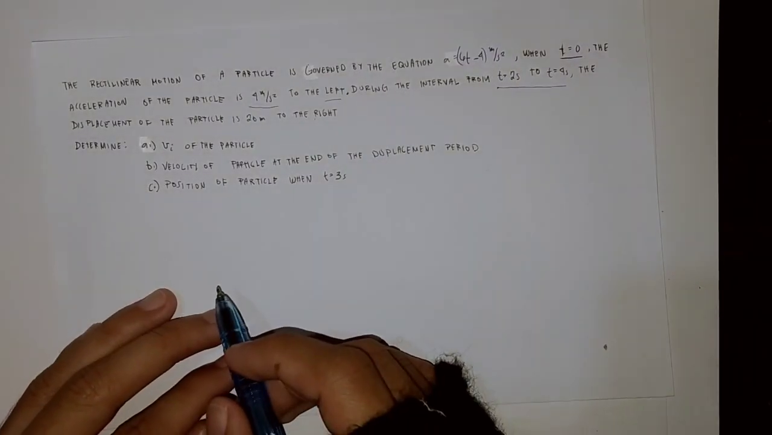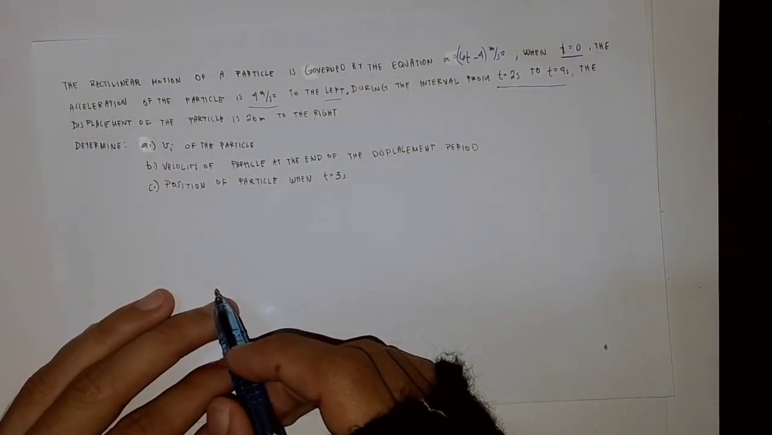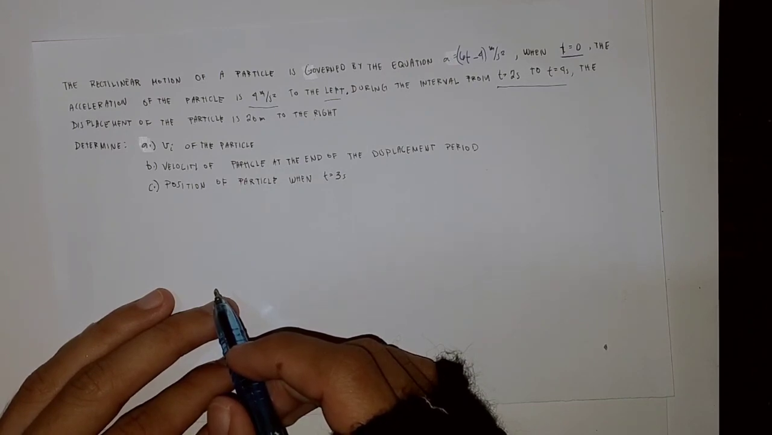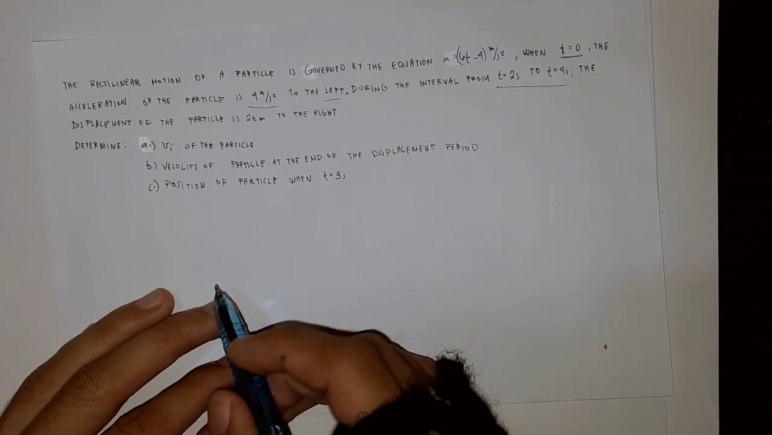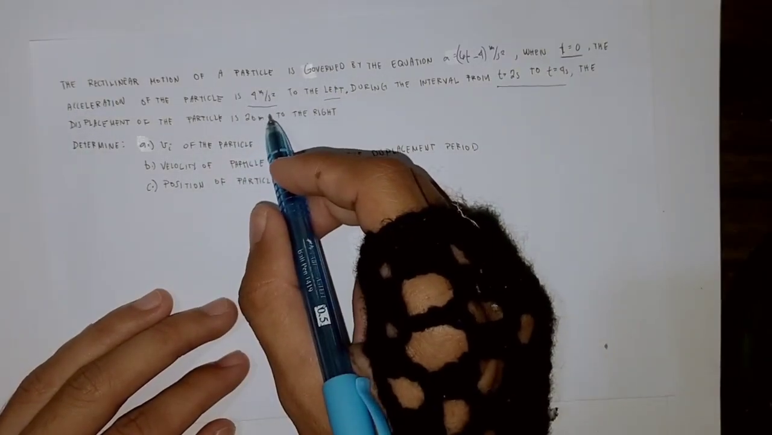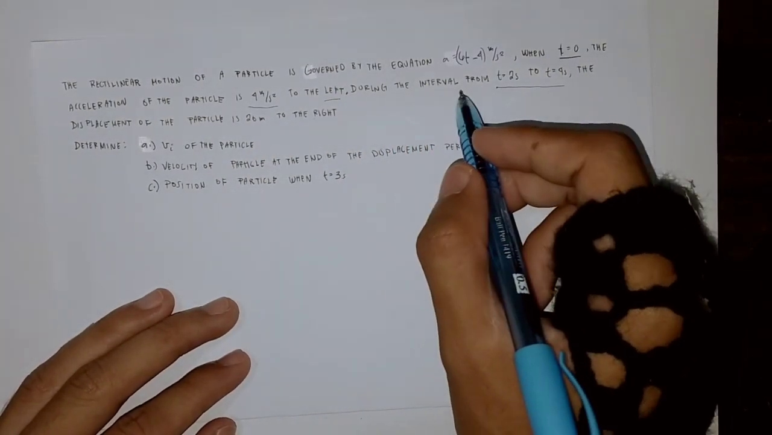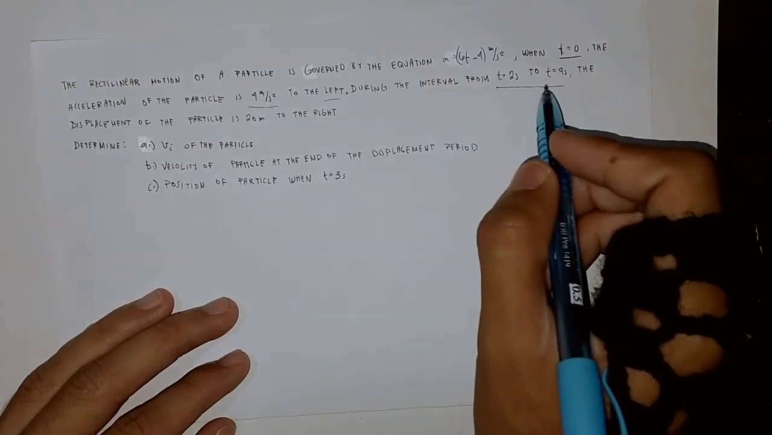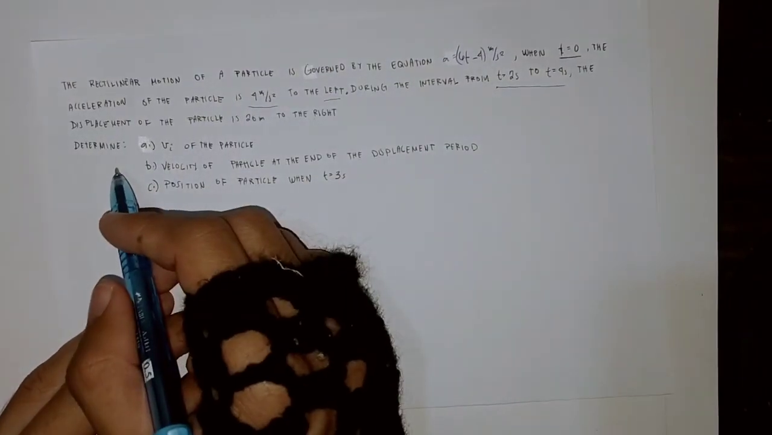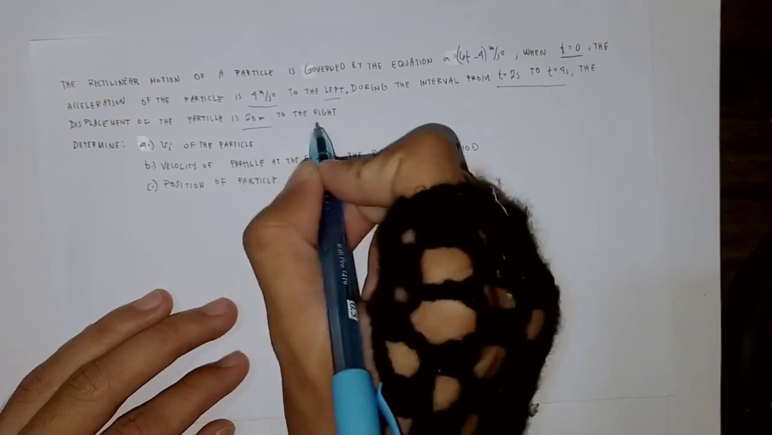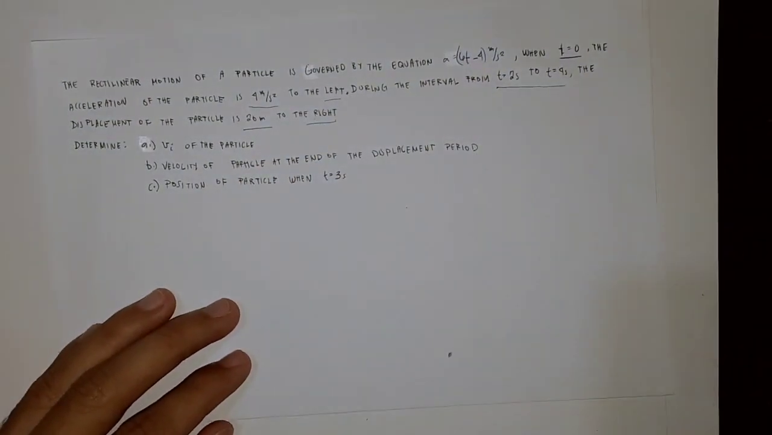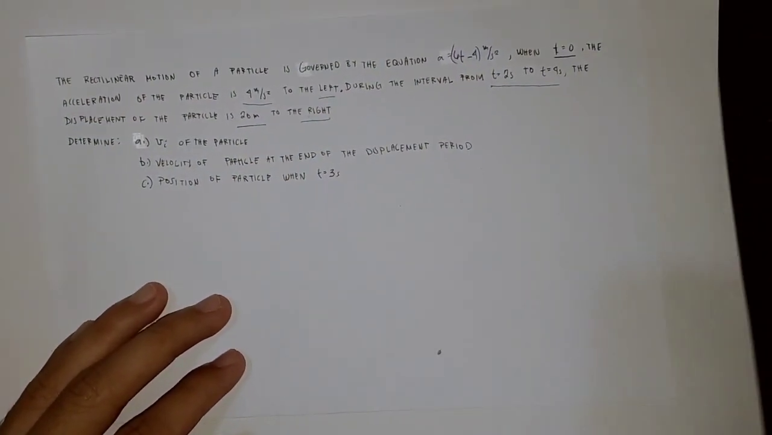The problem states that the rectilinear motion of a particle is governed by the equation a = 6t - 4 meters per second squared, when t = 0. The acceleration of the particle is 4 meters per second squared to the left. During the interval from t = 2 seconds to 4 seconds, the displacement of the particle is 20 meters to the right.